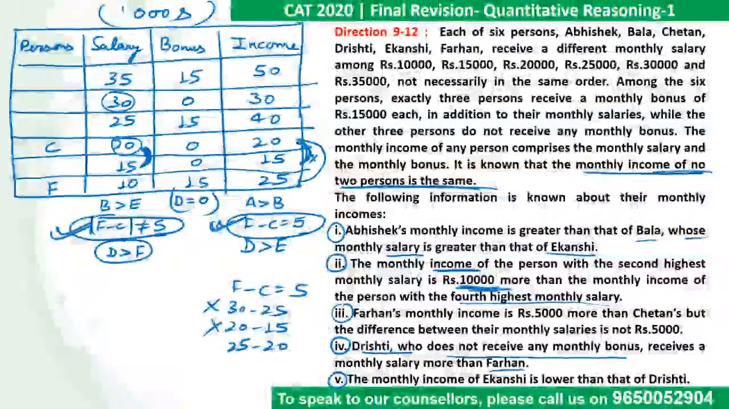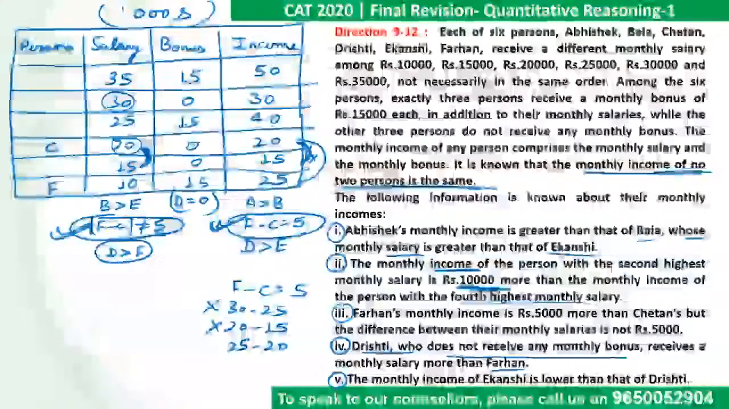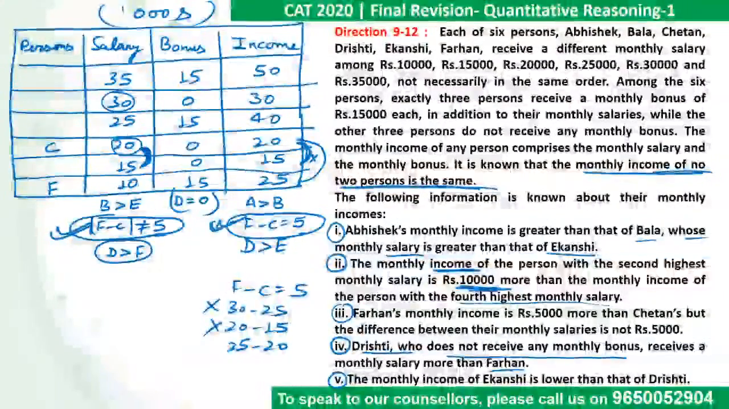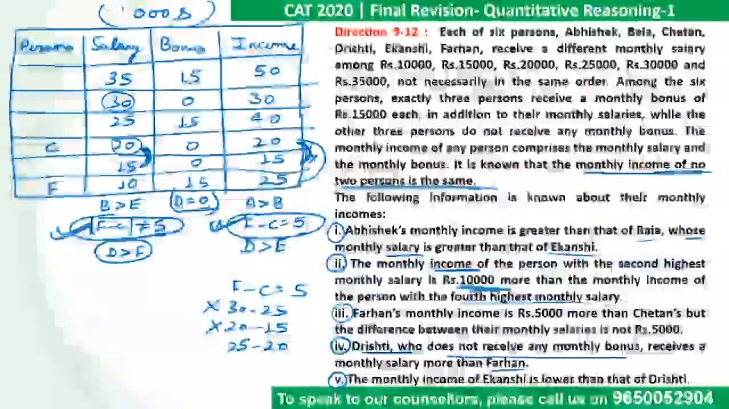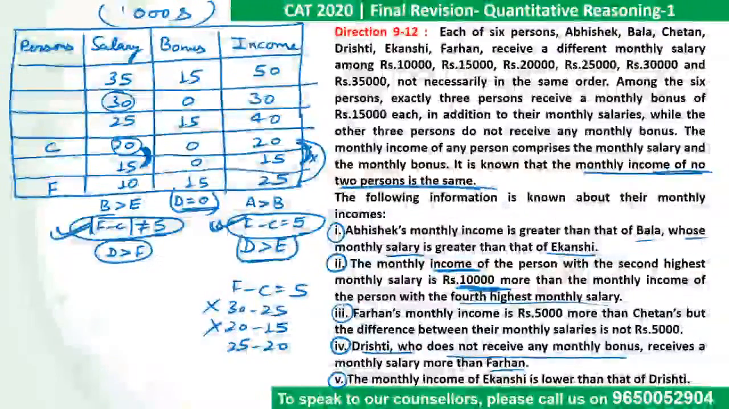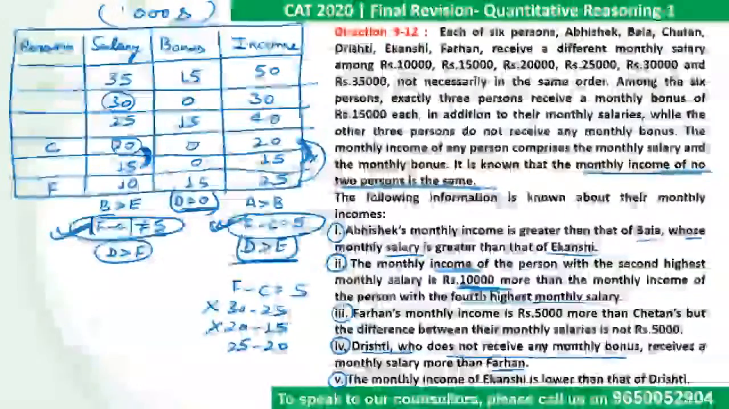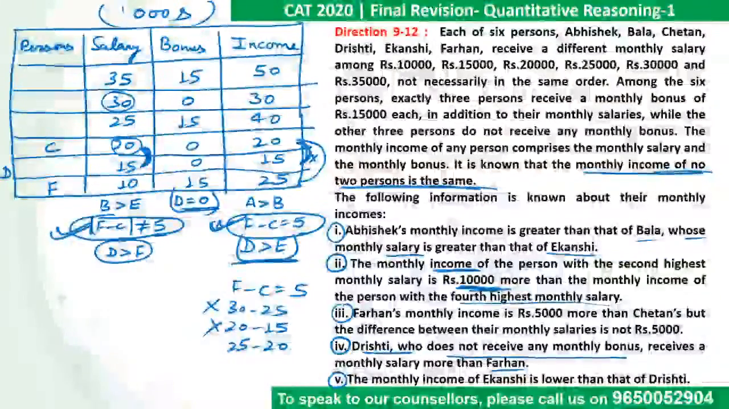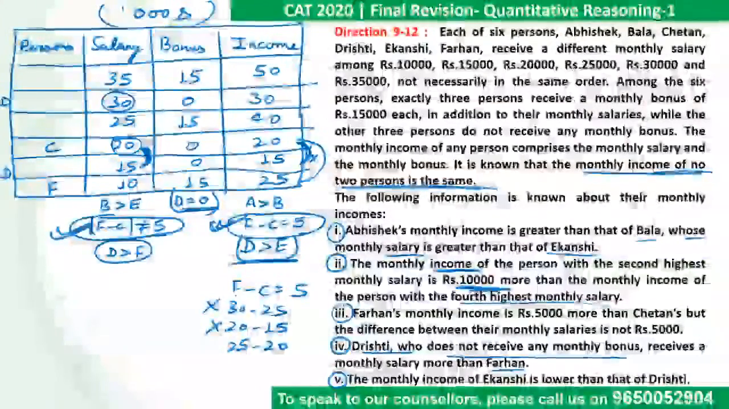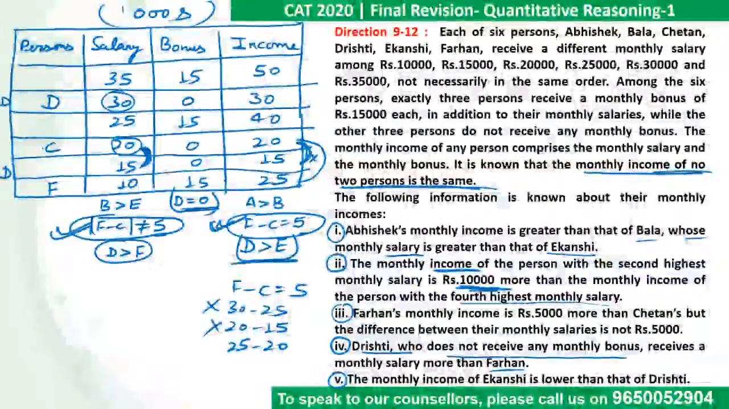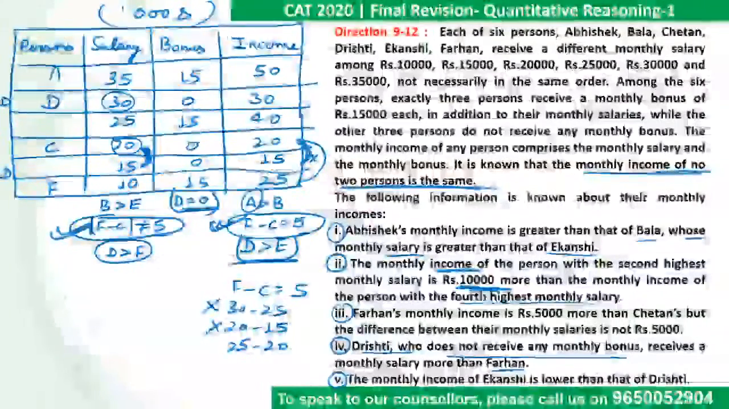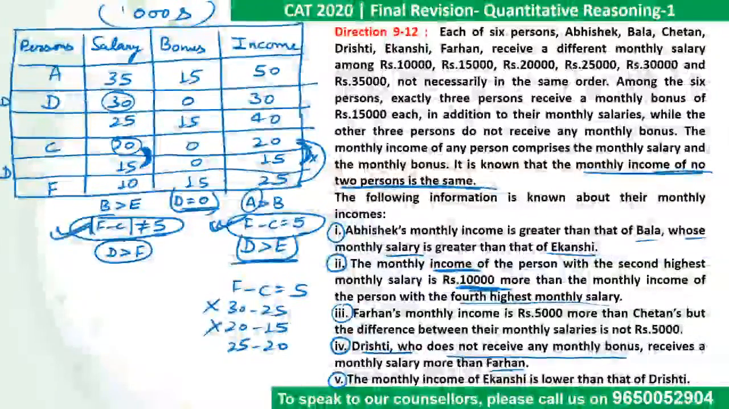By the way, we know one thing. First of all, Drishti is not earning any bonus, and the income of Drishti is more than that of Ekanshi. So Drishti is not earning any bonus, so Drishti can be either here or here. But the income of Drishti is more than Ekanshi, so only one possibility, Drishti is here. Isn't it? Now who can have more income than Drishti? A. Abhishek can have more income than Drishti. Isn't it?